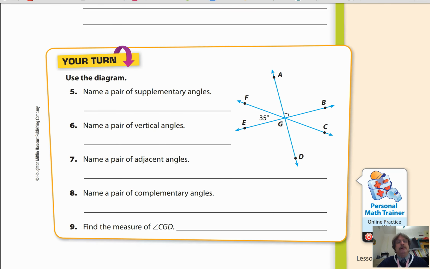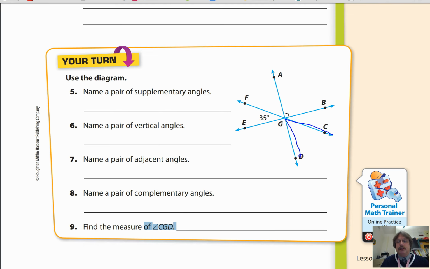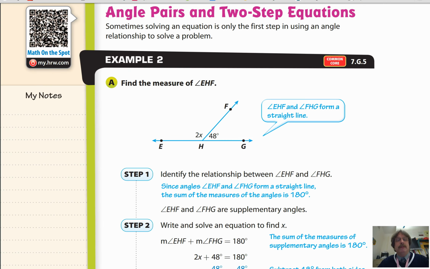So here in the your turn, they're asking you to go ahead and, looking at this diagram, identify supplementary angles, vertical angles, adjacent, complementary, and then look for the measure of angle CGD. So looking for that angle to see if you can figure it out. Okay, so use your definitions, use the previous steps to help you out. Remember, a straight line is 180 degrees. That's a little hint in helping you figure out the rest of this. Continuing on with example 2, they ask us to go ahead and find the measure of angle EHF.